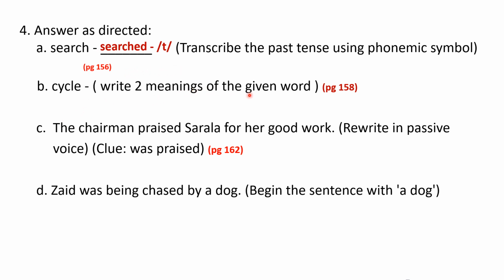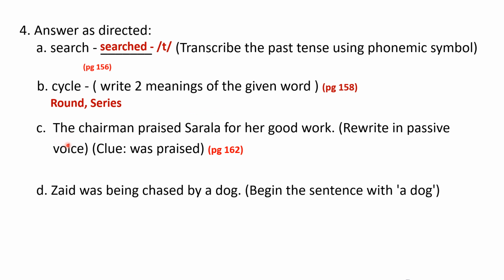Write two meanings of the given words. These are the technical vocabulary. So one meaning is round and the other meaning is series. When something happens in a fixed frequency, that is in series, it is called as cycle. So you can use these words in your own sentences if the question asks.